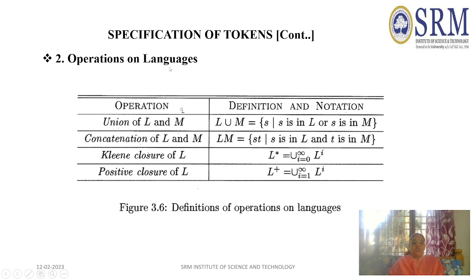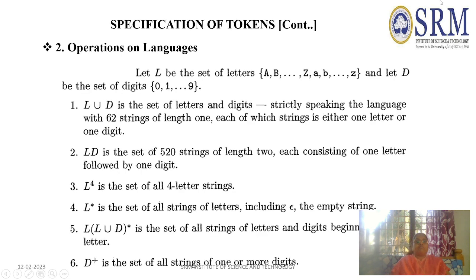So far we have seen the operations on languages. The operations that can be performed on languages are nothing but union, concatenation, Kleene closure of L, and positive closure of L. Okay. So what would be the other operations? Say for example, they have considered the L alphabet, that is L language, with a set of letters from capital A to capital Z, small a to small z, and D is the set of digits from 0 to 9. Okay. L union D, that is language L union D.